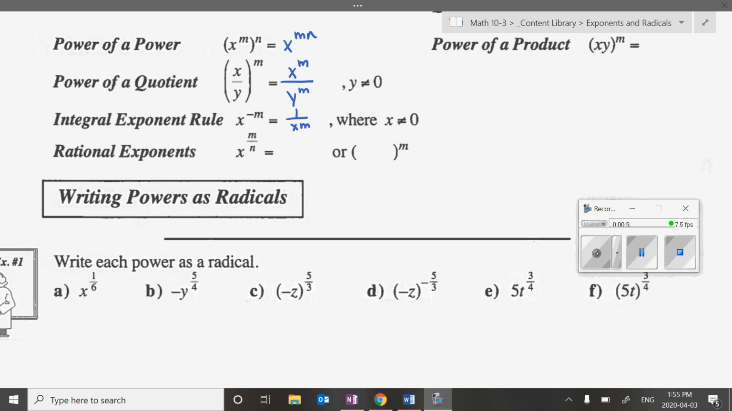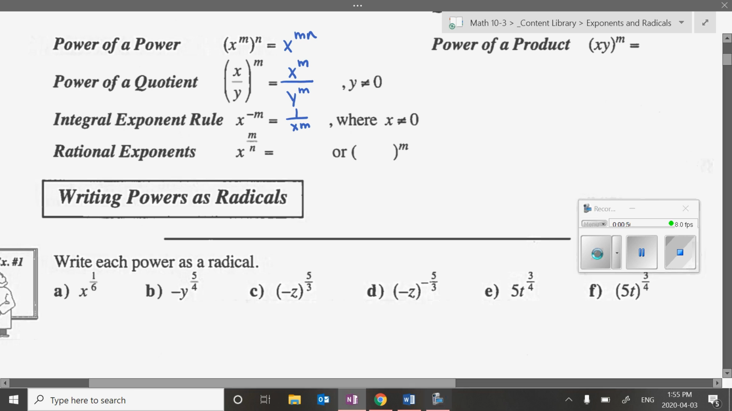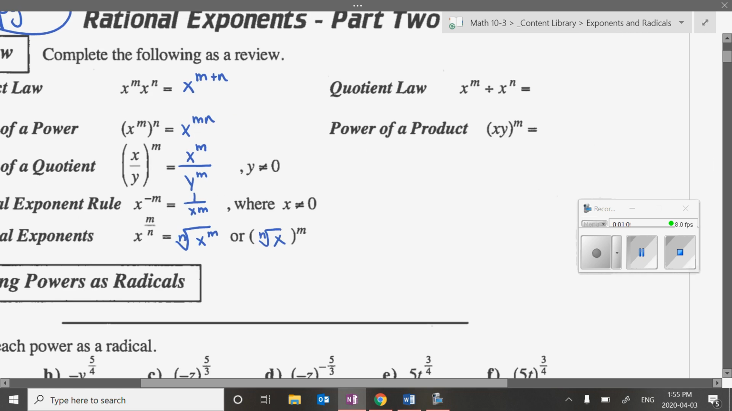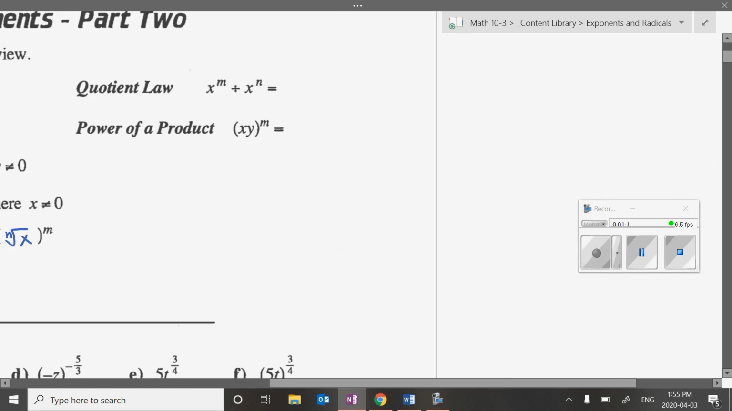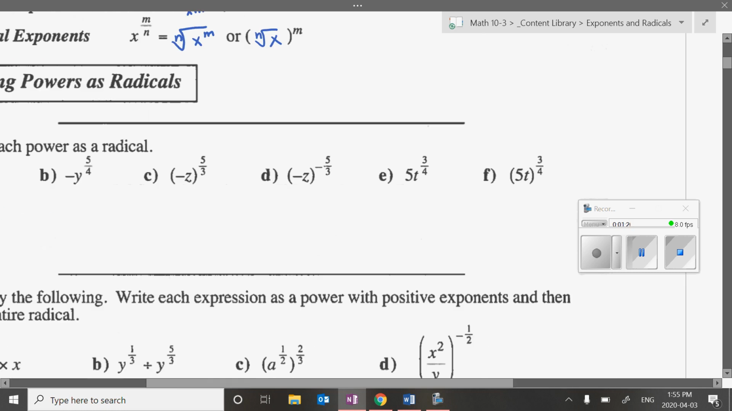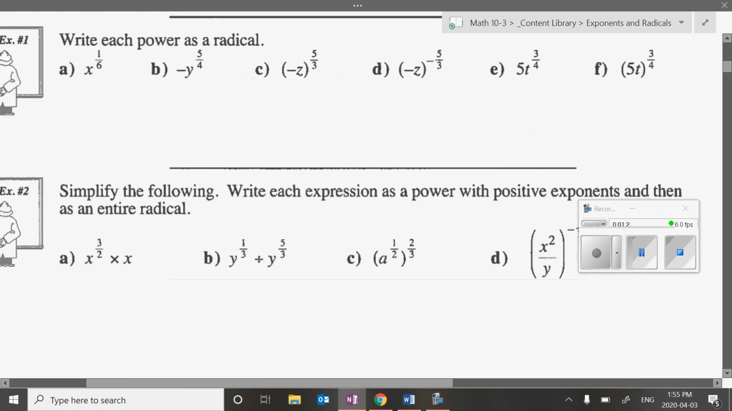Rational exponents, this is where our numerator is the exponent and the denominator is our root, so we get the nth root of x to the power of m, or the nth root of x, that answer, to the power of m. Doesn't matter. Quotient law. We subtract. Power of a power, you multiply it in. Okay, so let's go through a couple of these ones below.